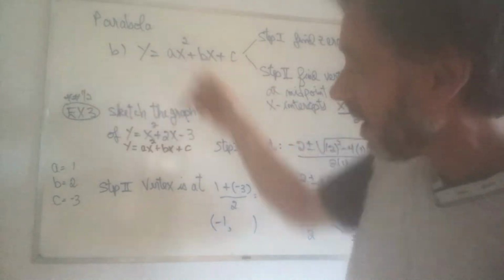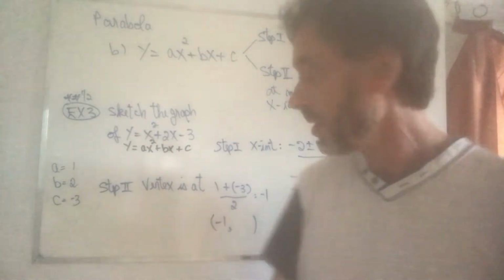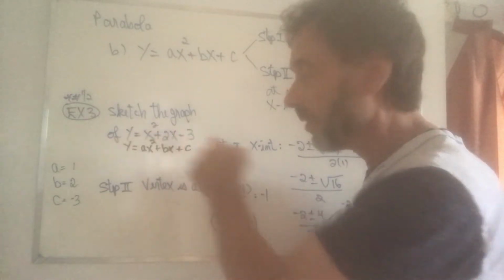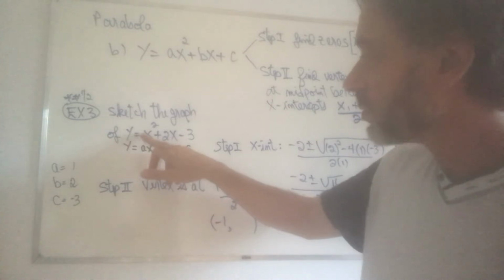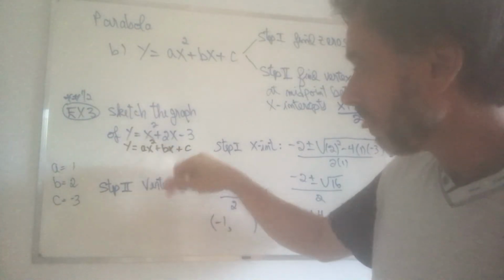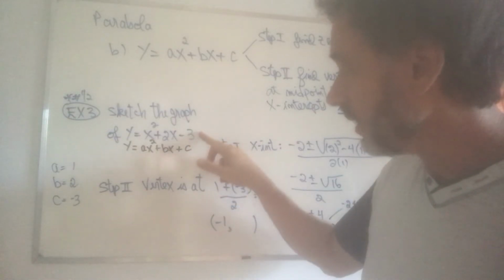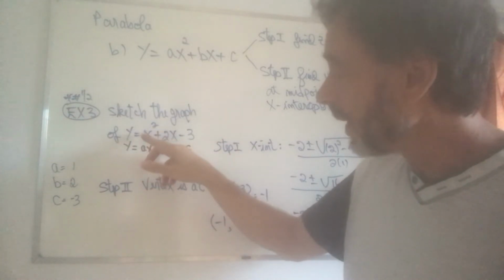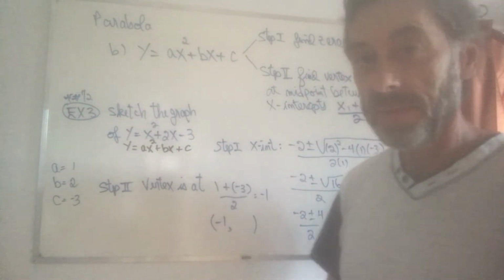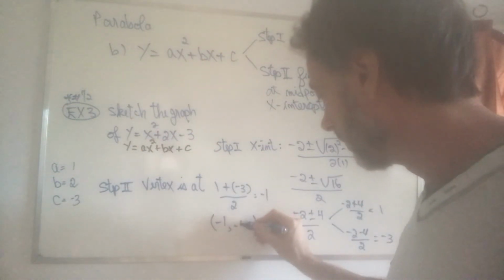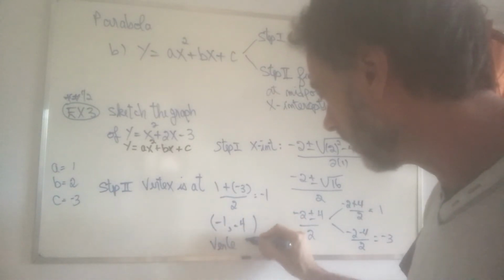Y for this type of graph is always x squared plus 2x minus 3. So let's take minus 1 and put it in there. And we'll have a y. You can't get simpler than that. Minus 1 squared, 1. 2 times minus 1, minus 2. Minus 3. So what do we got? 1 minus 2 minus 3. So that would be minus 4. Wouldn't that be? And that's your vertex.